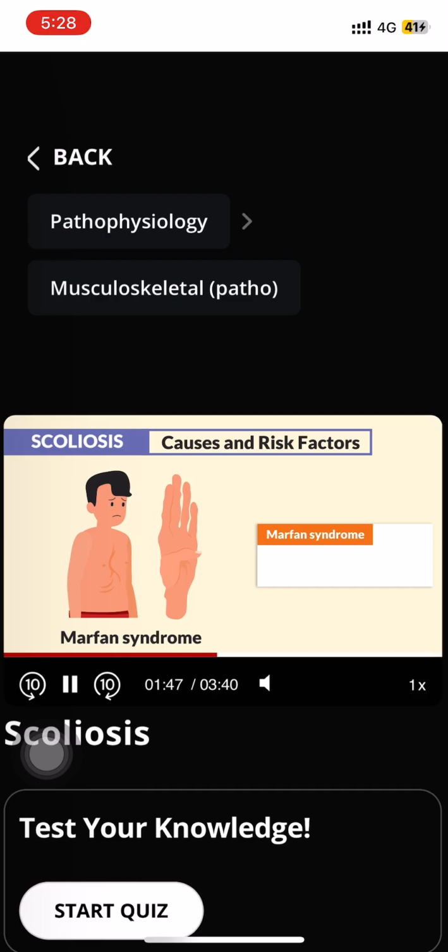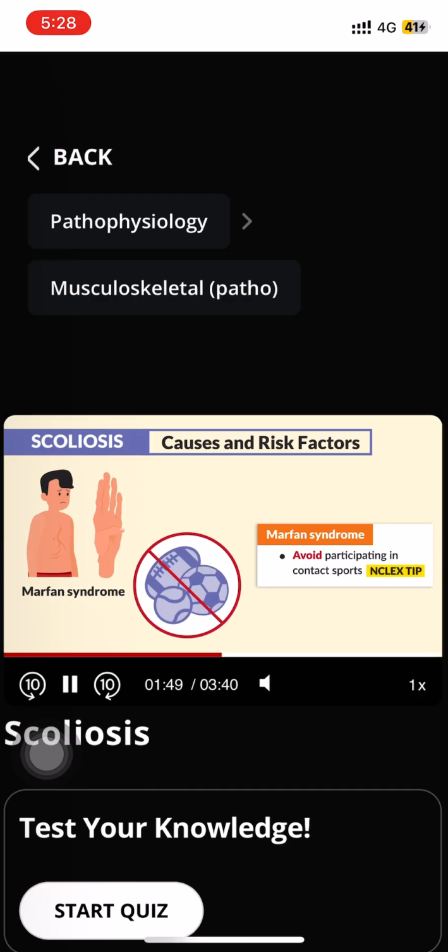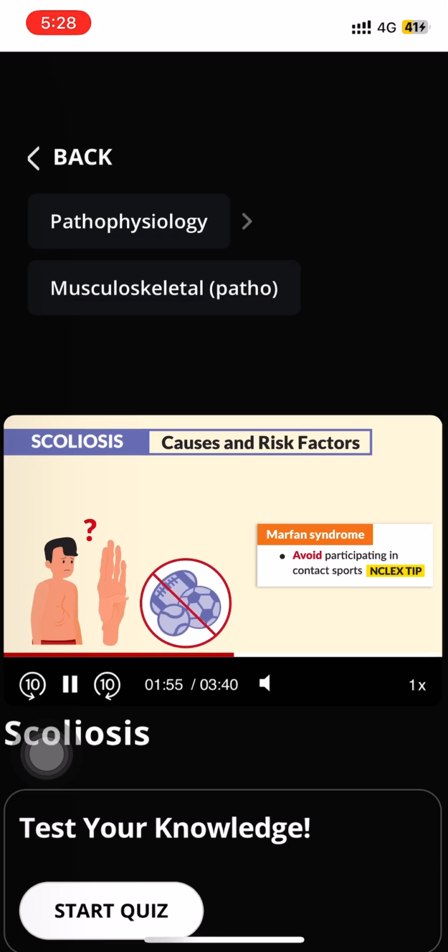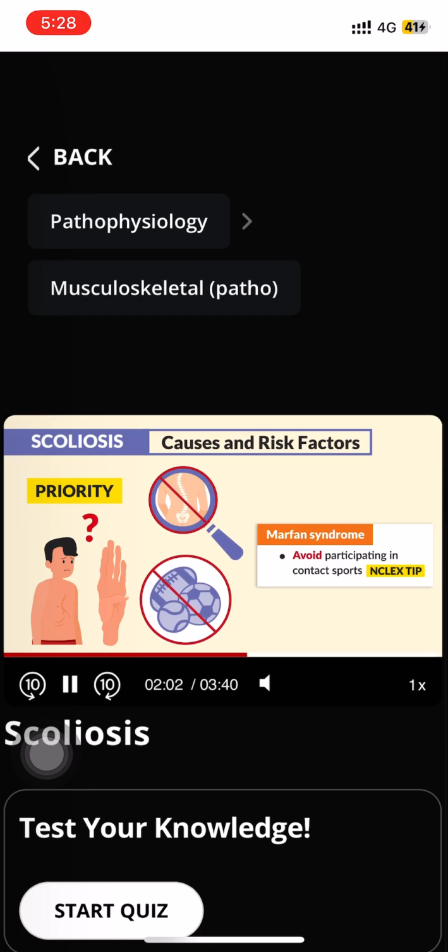So a little side note, these clients should avoid participating in contact sports. Big NCLEX tip for Marfan syndrome. A lot of questions ask about the priority topic for a child with Marfan syndrome, and it's not monitoring for scoliosis. Rather, it's avoiding contact sports. Just a little side note and a big NCLEX tip for you.